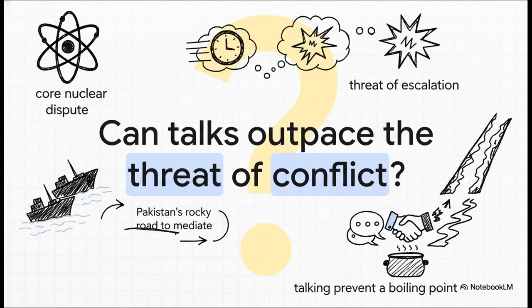As we wrap up this explainer, I want to leave you with a pivotal question to chew on. We've mapped out the 60% uranium enrichment dispute, the seized tankers, the massive stakes in the Strait of Hormuz, and Pakistan's rocky road to mediate. So what does this all mean? Ultimately, can these ongoing, incredibly fragile negotiations race ahead and outpace the lingering, very real threat of escalation? Can talking actually prevent a boiling point? It is going to be a fascinating dynamic to watch unfold.